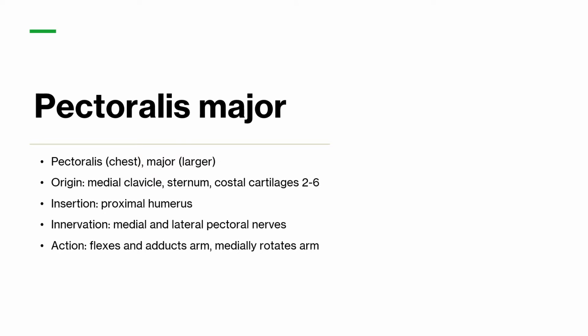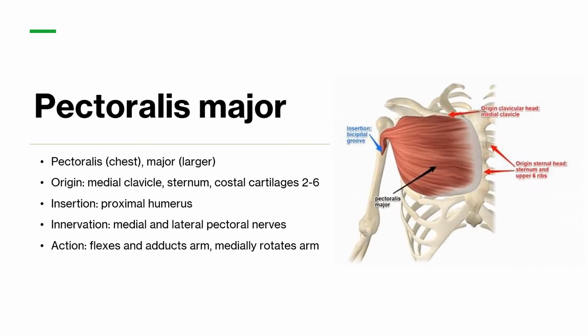Pectoralis major. Pectoralis, as I said before, means chest. Major means larger. So we talked about the pectoralis minor previously. Here's the pectoralis major. As you can see, it's clearly larger than the pectoralis minor. Where does it originate? It originates on the medial clavicle, the sternum, and the costal cartilages of ribs 2 through 6. And as a result, some people, especially fitness industry people and bodybuilders, actually divide this into a clavicular head and a sternal head, or sternocostal head.